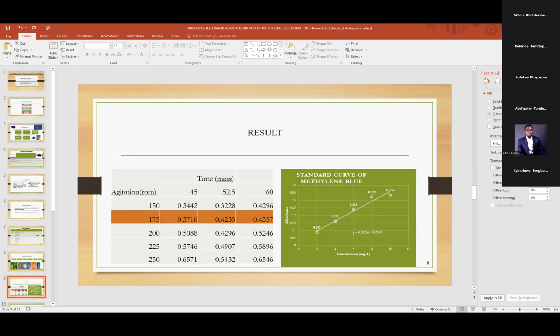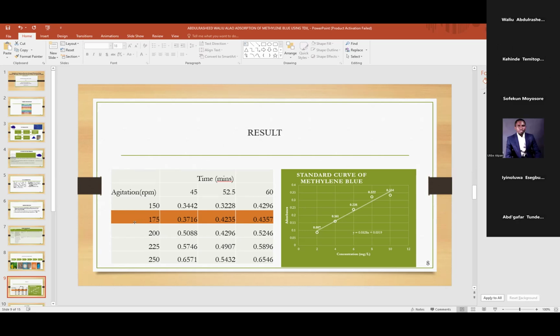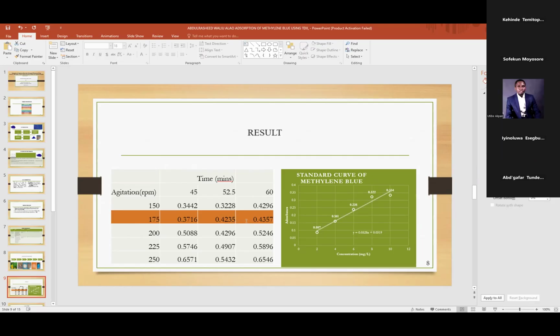The next one, these are the results below. To study the effect of agitation and time, the experiment was done at 150 RPM for 45 minutes, 52.5 minutes, and 60 minutes. It shows that at 175 RPM, as there is an increase in time, there is an increase in adsorption capacity. The values here are 0.34, 0.371, 0.4235. These are the adsorption capacities. It shows that the higher the time, the higher the adsorption capacity at 175 RPM.